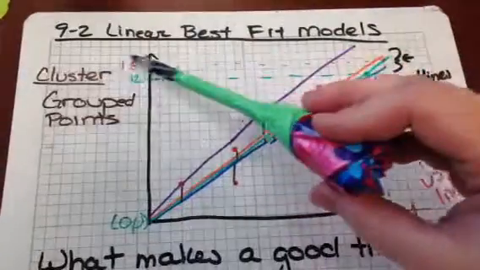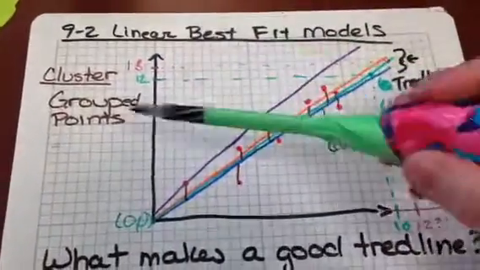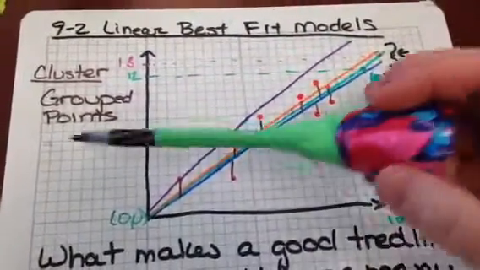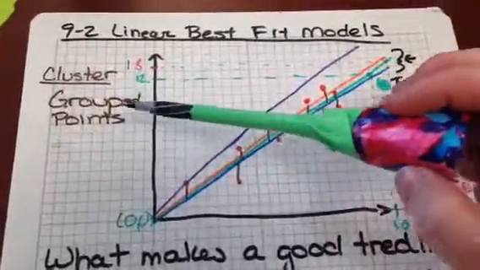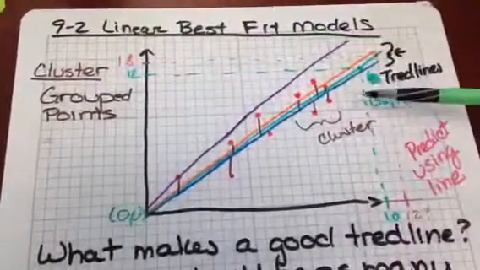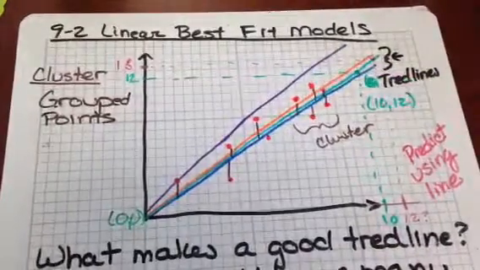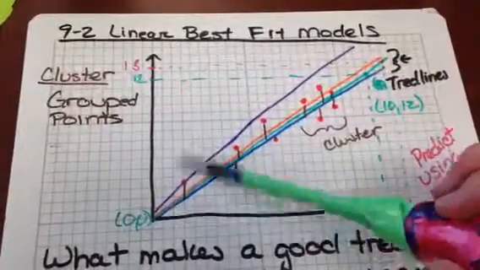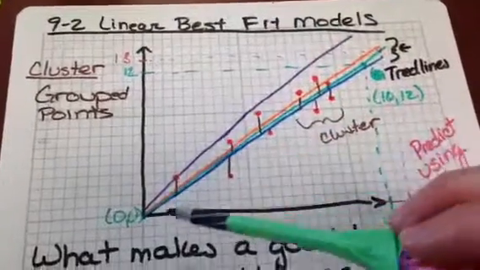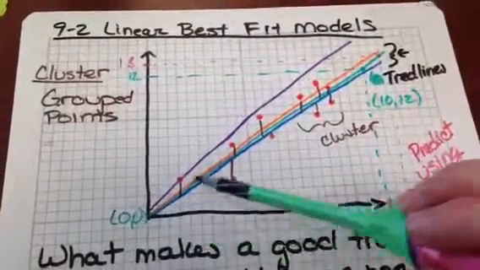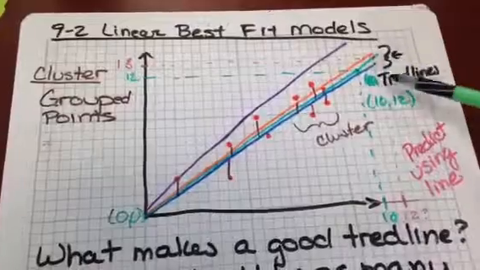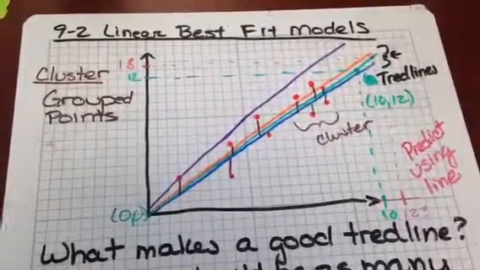All right, so we have 9.2, which is our linear best fit models. Now, when you are making these scatter graphs, sometimes you will come up with a cluster, and a cluster is just a set of points that are grouped together. So right here, these points, we would consider to be a cluster. And when we want to draw a best fit line, that means we're going to take a line and just draw it through our points. And when we draw those lines, we call them trend lines.